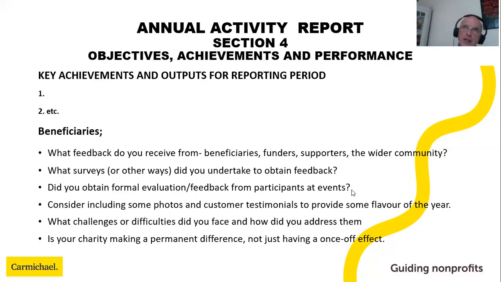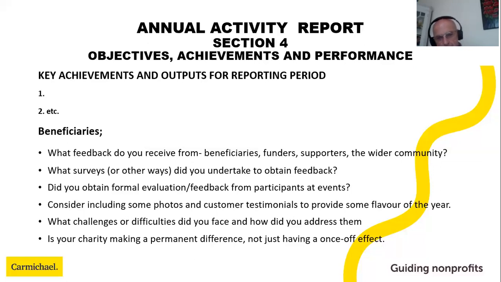Did you obtain formal evaluation feedback from participants at events? If you're on a particular event, did you carry out an evaluation? Did you have an evaluation form? Did you circulate it? And did you give them 5 or 10 minutes or whatever, just to complete it? And maybe 3 or 4 key points on an A4 sheet. And what are they saying? What are they saying to you?